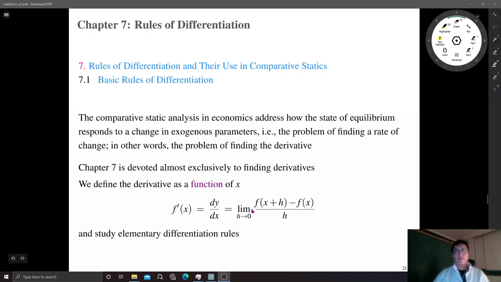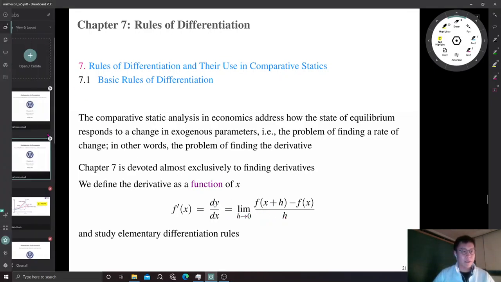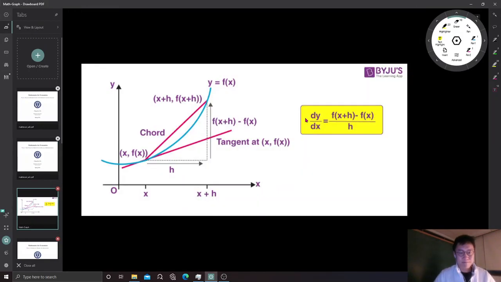Another way to define the derivative is using the mathematical limit. We take the limit of the function's rate of change over the interval between x and x plus h, and then we take the limit as the increment of x, h, goes to 0. In order to better understand this definition, let me show you one picture that is right here.